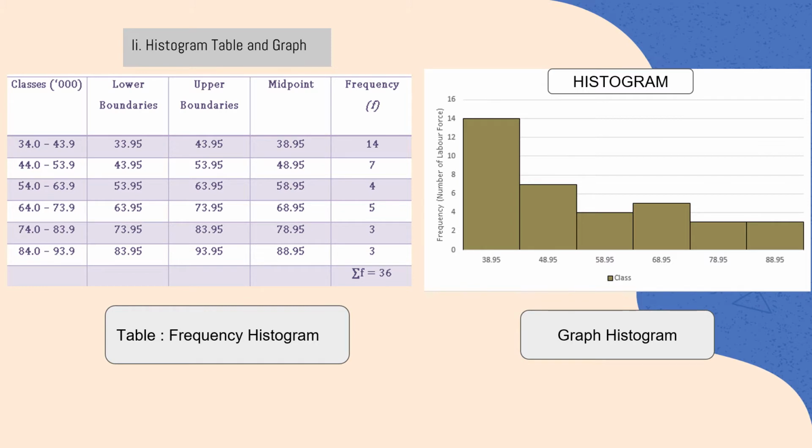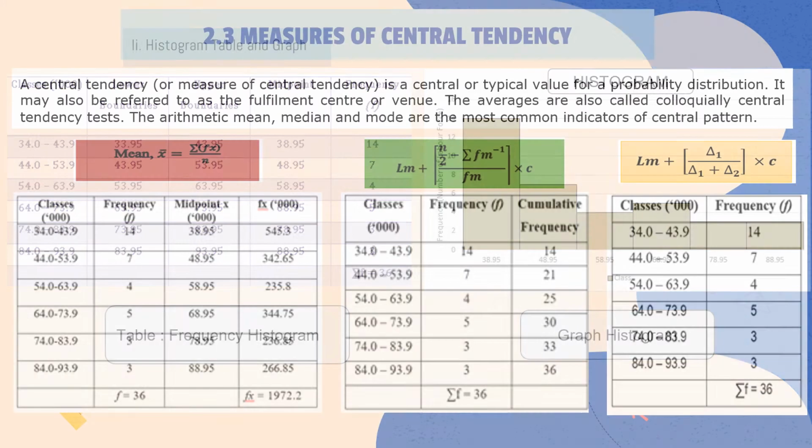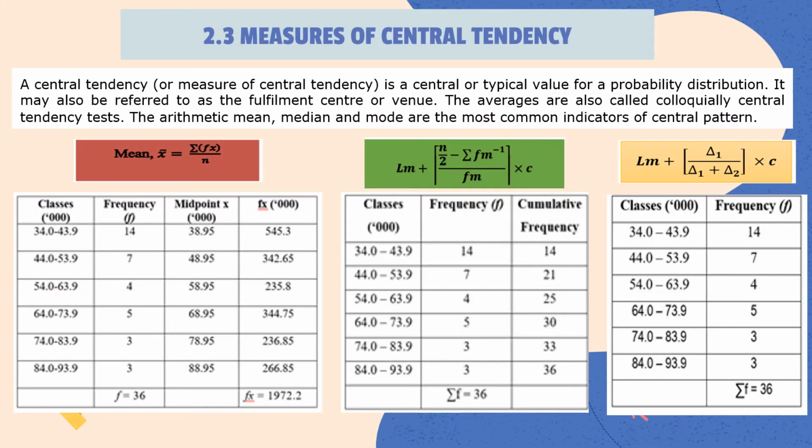73.95 at frequency 3. A central tendency is a central or typical value for a probability distribution. The average is also called a measure of central tendency. The arithmetic mean, median, and mode are the most common indicators of central tendency.